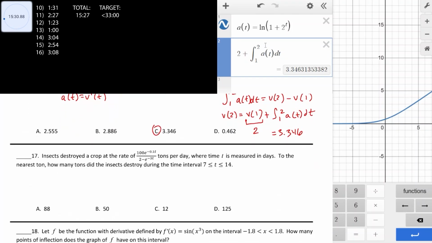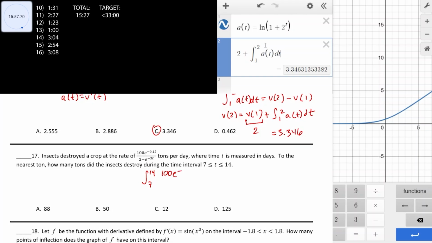Number 17 says that insects destroyed a crop at a rate of this expression that's given, that many tons per day, where t is measured in days. To the nearest ton, how many tons did the insects destroy during the time interval 7 to 14? Since we're just trying to find the accumulation of change here, all we need to do is integrate this crazy looking function from 7 to 14.